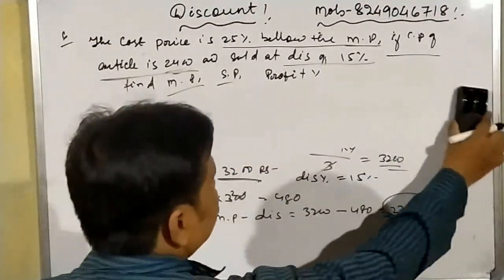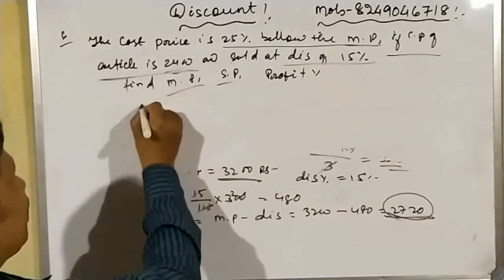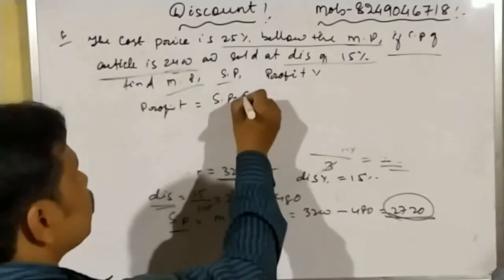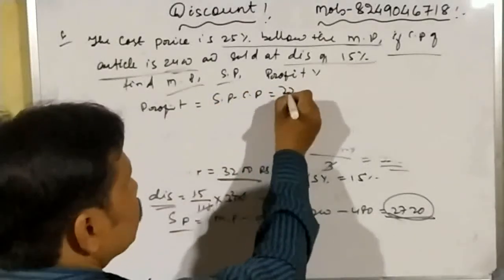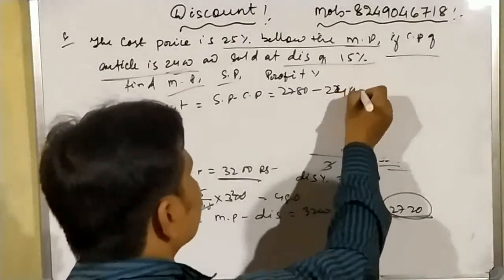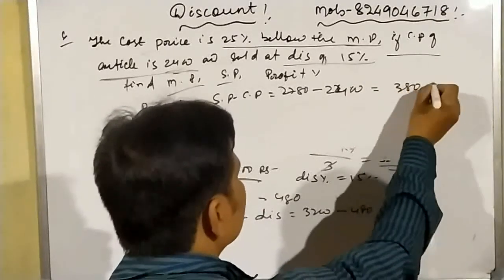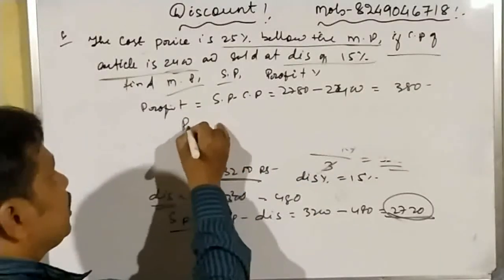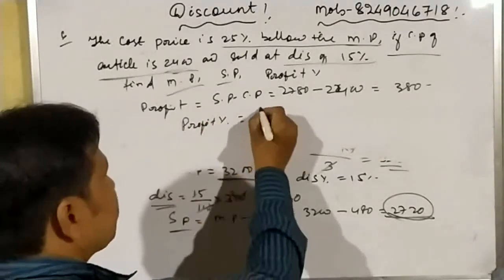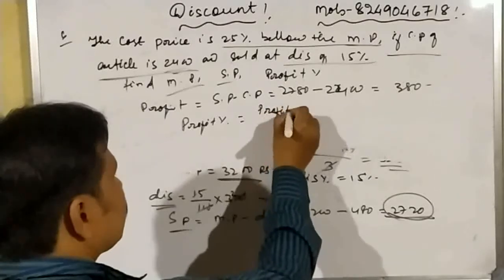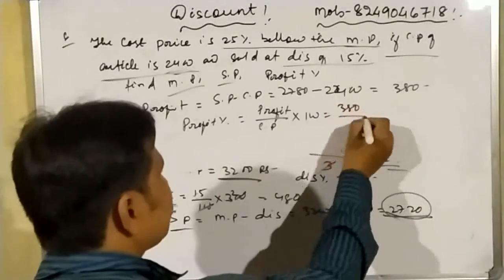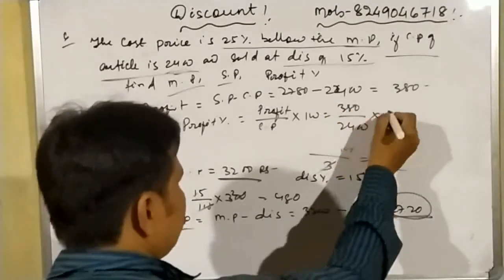Now we have to find out profit. Profit equals how much? Selling price minus cost price, which equals 2780 minus cost price, 2400, which equals 380. So the profit percentage equals how much? Profit by cost price into 100, which equals 380 divided by 2400 into 100.